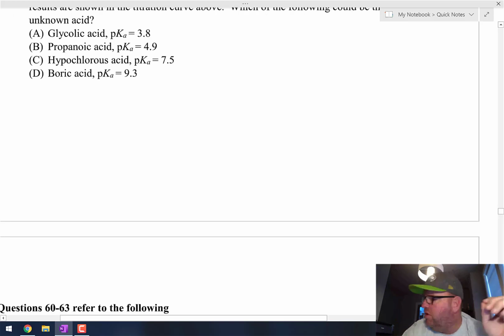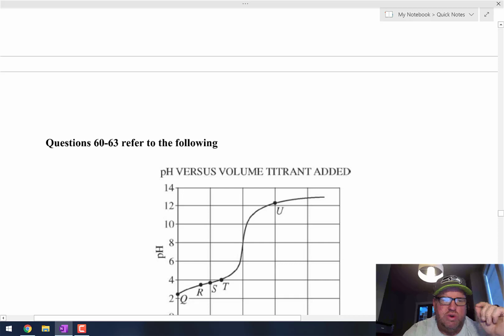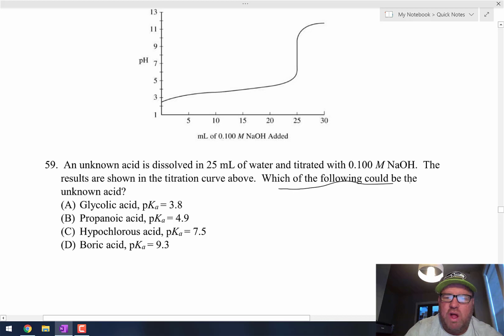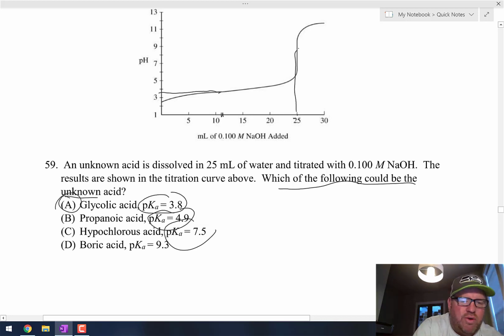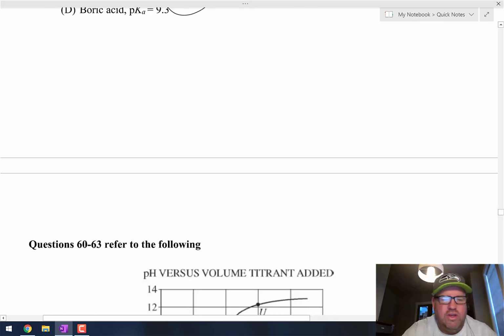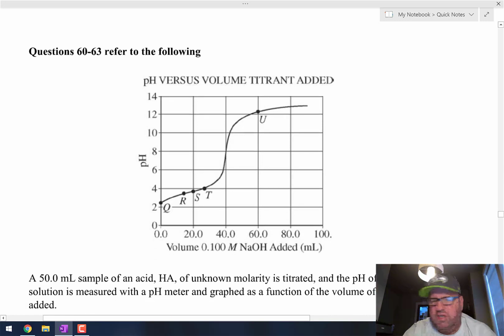Okay, and I'm not going to do all of these, so let's jump ahead to 59. Very similar. Which of the following could be the unknown acid? They give you the pKa values. So again, same thing, 25 down to 12.5, come up, come over. Looks like it's right around the high 3s, not quite 4, so therefore it has to be A. And again, because the pH equals the pKa at the half equivalence point. Okay, all right, let's look at numbers 60 through 62.